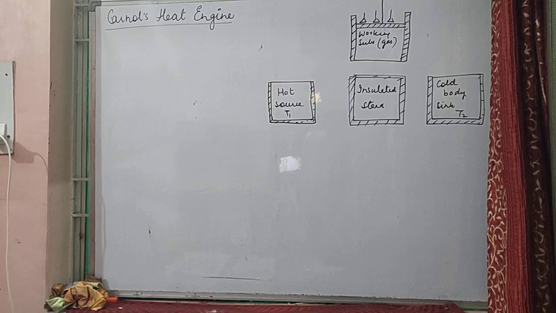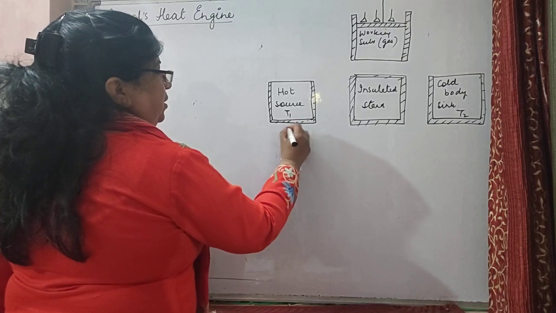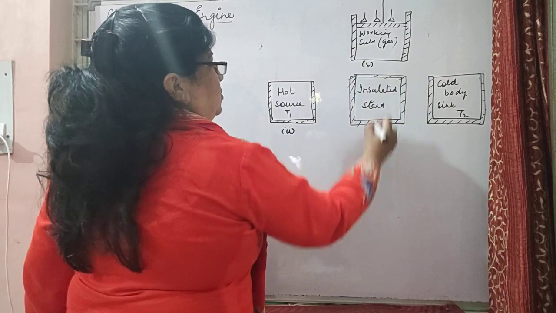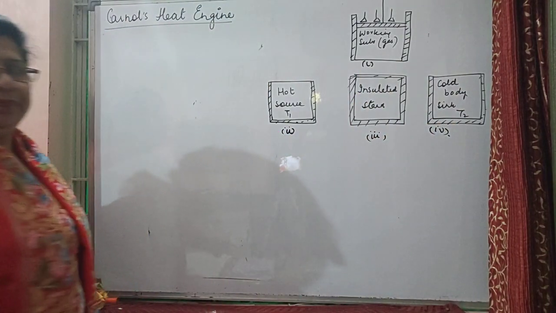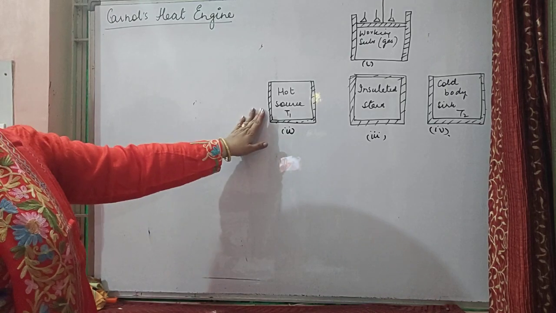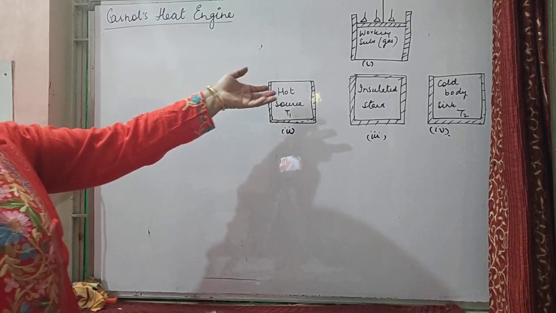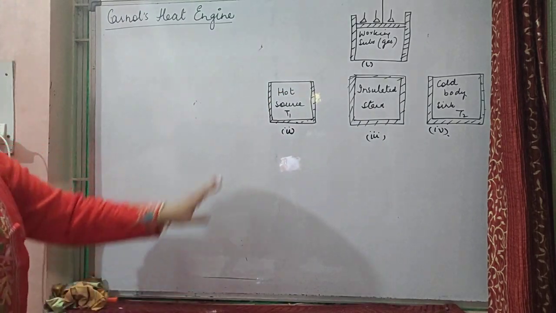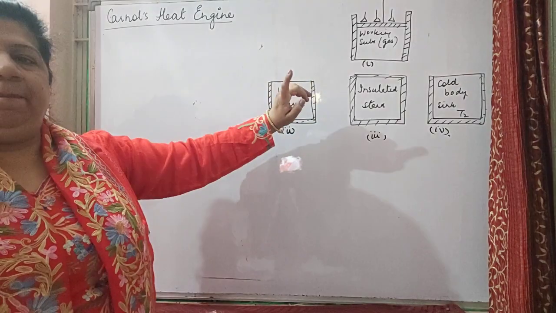The second part is the hot body or the source. It has infinitely large heat capacity at constant temperature T2. This is 1, this is 2, 3, so that it becomes easy for you to understand. This is the hot source, right, which will be providing the heat or the rise in temperature to the working substance. This again is having insulated side walls but a conducting base.